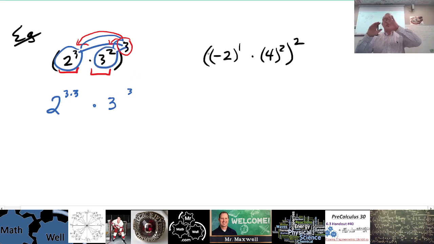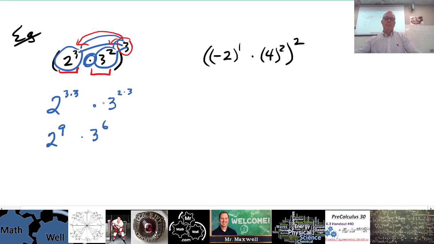So that power, that exponent outside applies to each factor. There could be 2 factors or 3 factors or 10 factors, doesn't matter. It applies to each one separately. As long as they're multiplied inside, it can apply to each one. So this is going to be 2 to the power of 9 times 3 to the power of, whoops, that 2 disappeared on me, look at that, 6.